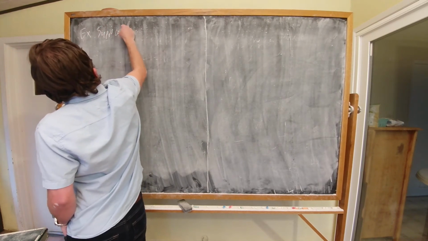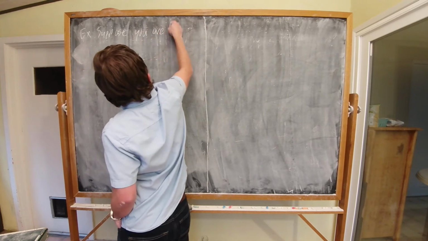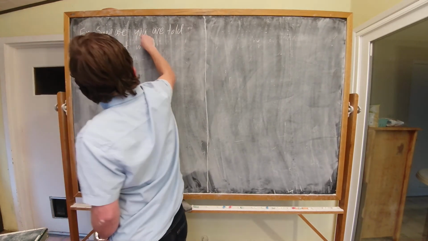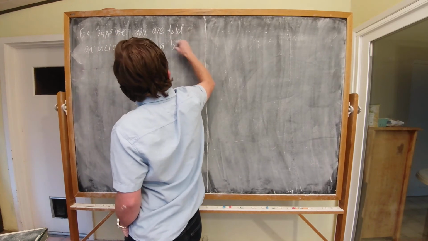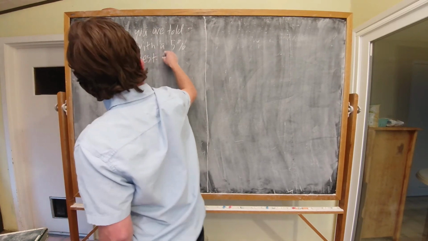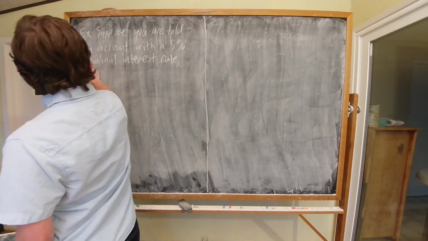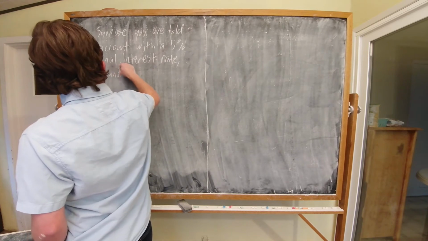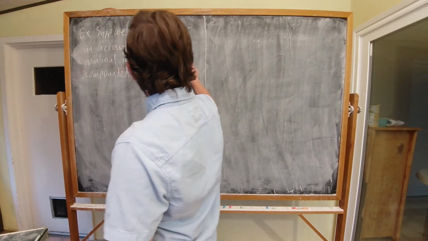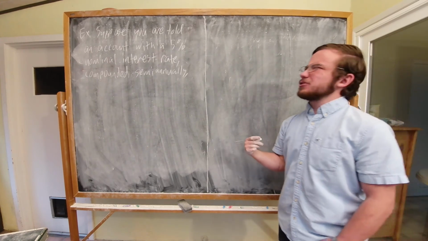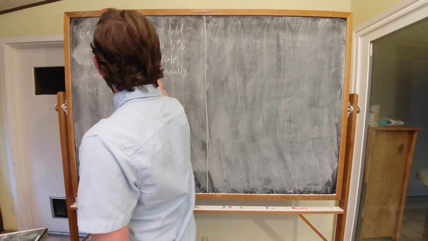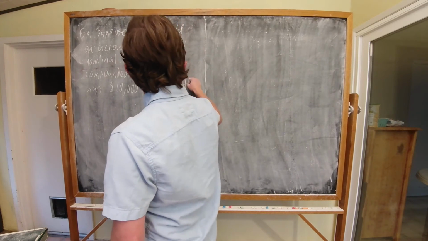Suppose you are told an account with a 5% nominal interest rate compounded, let's say, semi-annually, has $10,000 in it after 3 years.